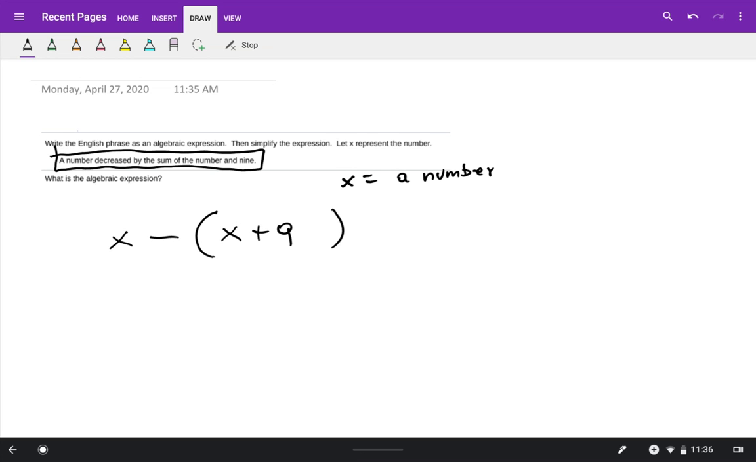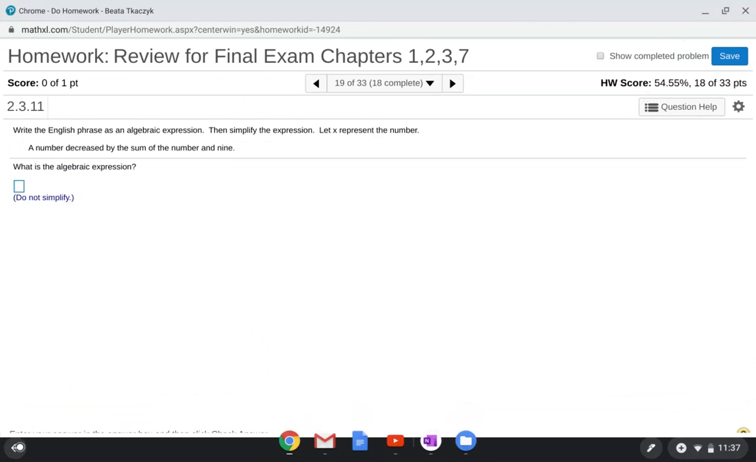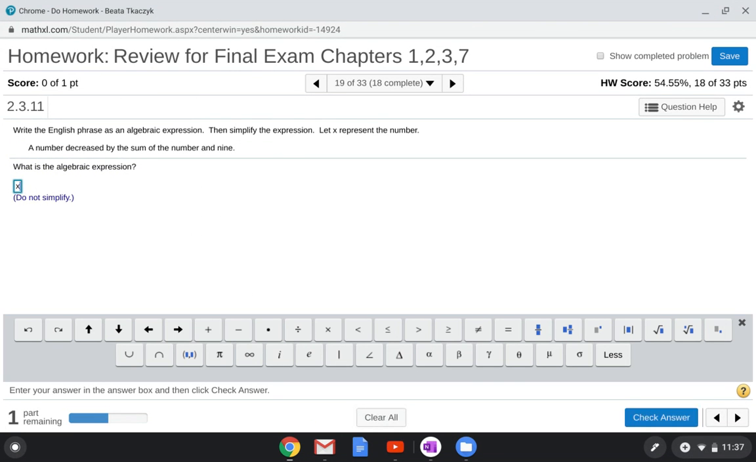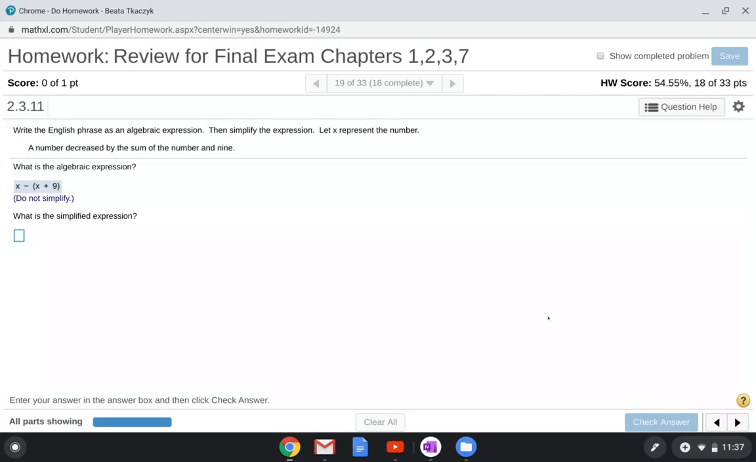What is the algebraic expression? And let me just see how they want you to enter that question. Do not simplify. Okay, so if they're saying do not simplify, I'm assuming it's going to be just the way I entered it, which was x minus the sum of the number and 9. And let's check the answer. Yes, exactly. You don't need to simplify. So we're moving on to the next one.